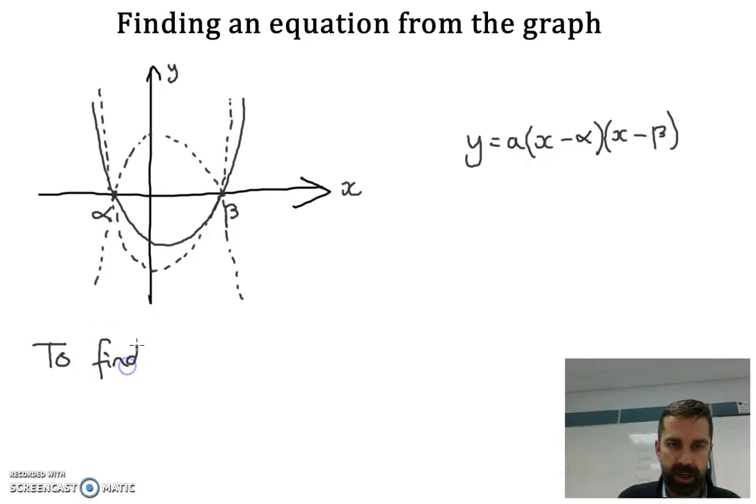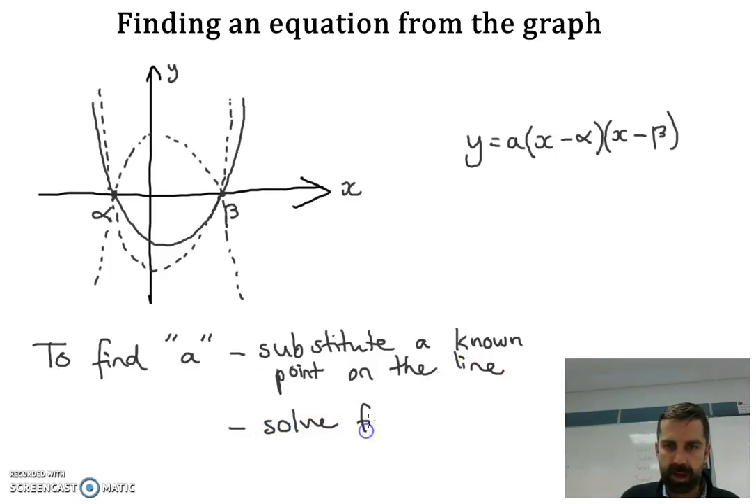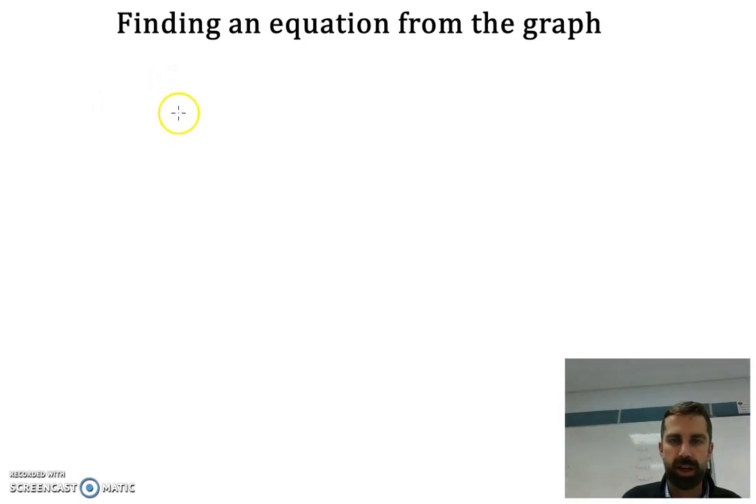Now if we want to find a, what we're going to do is substitute a known point on the line and solve for a. So if we're going to find out what a is, we need to know another point on the line. Now that could be maybe the y-intercept, or it could be a point over here or a point over here. Any point will enable us to find a, and I'll show you how to do that with the example.